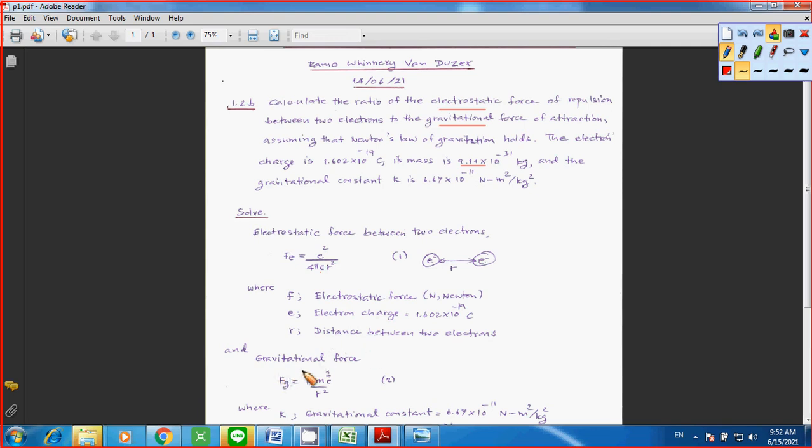Now for the gravitational force, you know that F equals k, the gravitational constant, multiplied by M1 M2, just like you calculate the gravitational force between the Earth and the Moon. But in this case we have 2 electrons, so it becomes the mass of the electron squared, divided by r squared, which is the distance between the 2 electrons. Same as the way you calculate the electrostatic force.